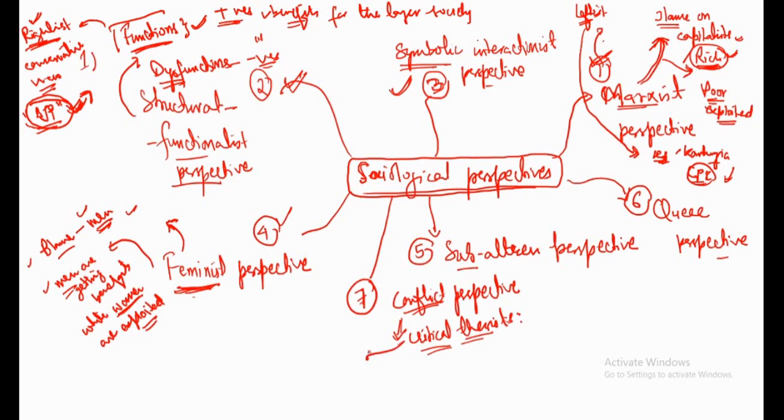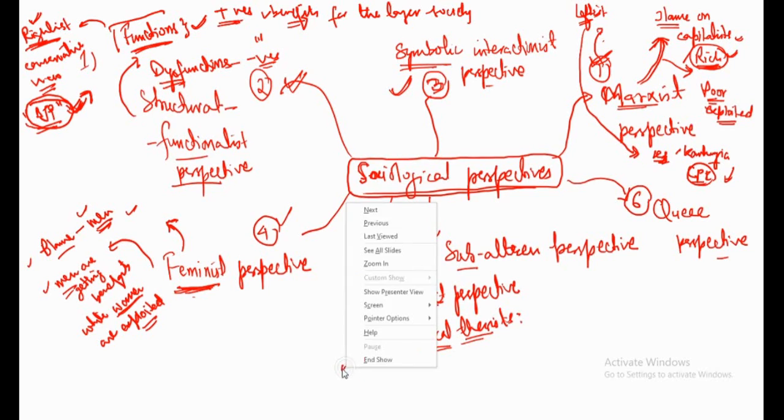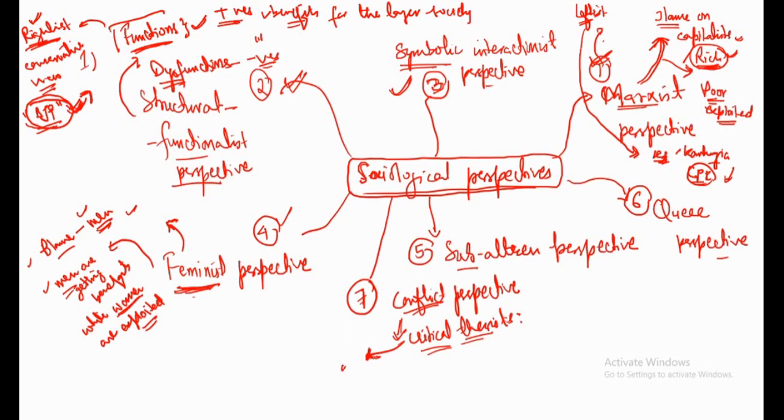In the critical theorists' perspective, first of all I will tell you what critical theorists say. They talk about political conflict. They are against the state, against the concept of the state. They say that the individual is being exploited by the state. So here the state is referred to as the exploiter, and they put the blame on the state.